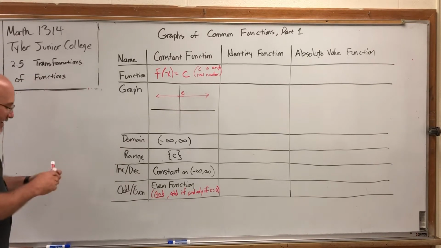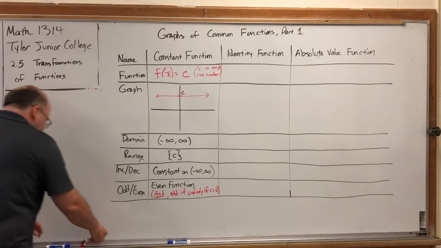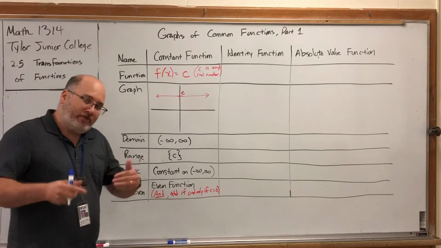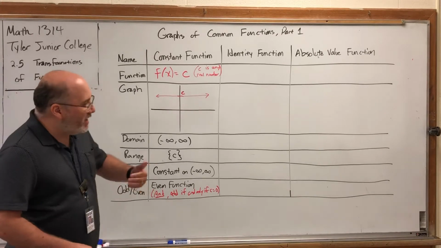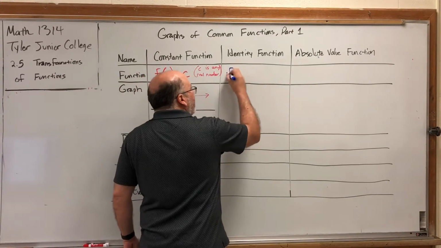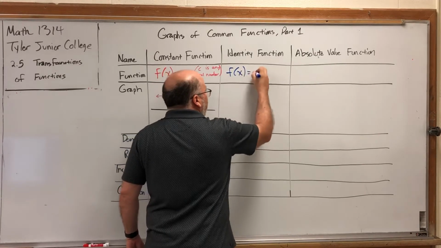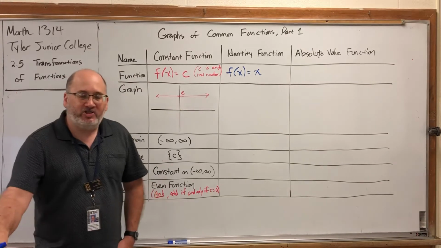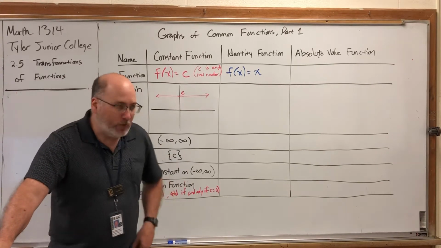All right, let's talk about the identity function. Why this is called the identity function is not really beyond the scope of this course, but it's not at a point where we can correctly say why. The identity function is f of x equals x. In other words, the output is the input. The function says, give me a number and I'll give it right back to you.